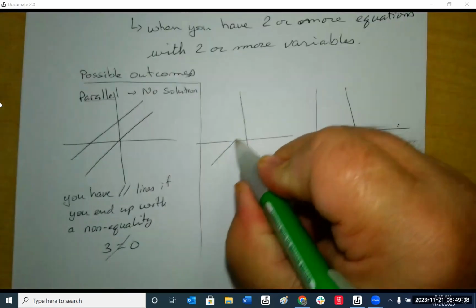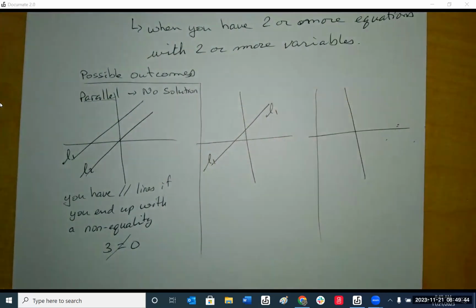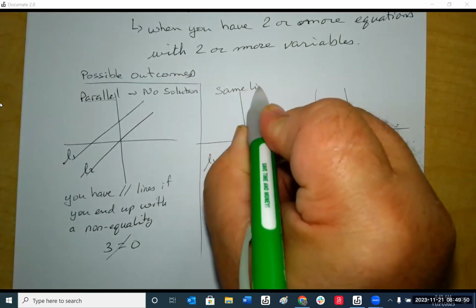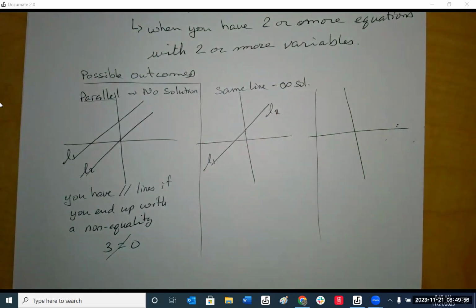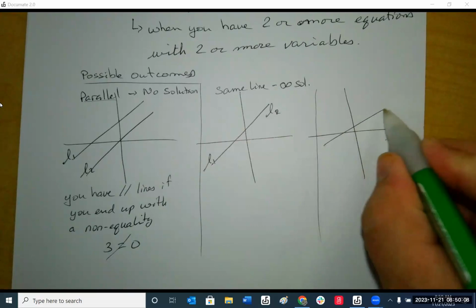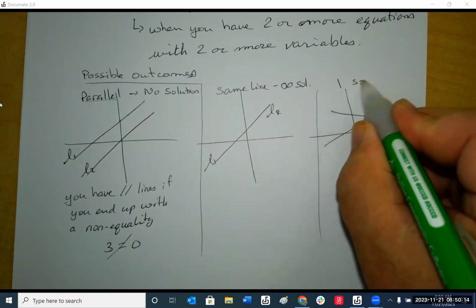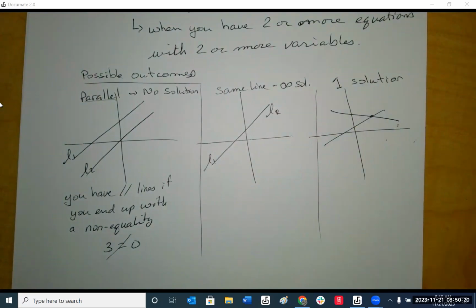The next one, this is line 1, this is line 2. What if line 1 and line 2 are the same? Same line, we have an infinite number of solutions. All right. And then anything else will have one solution. These are the only three things that we can have.